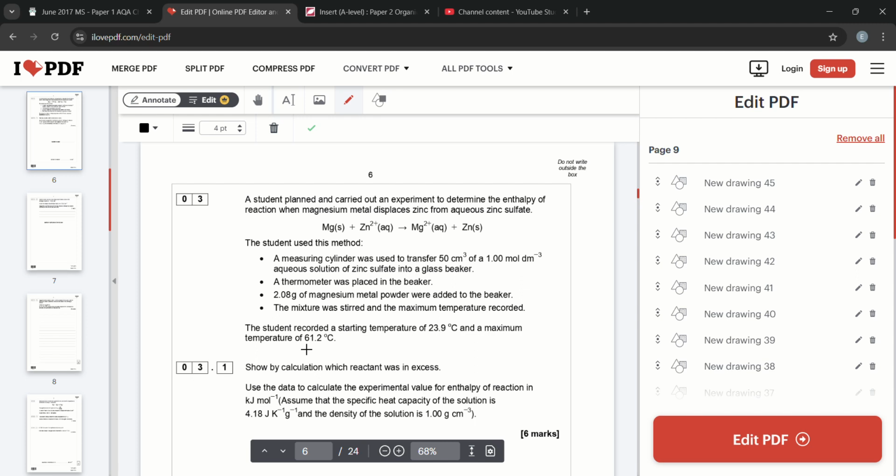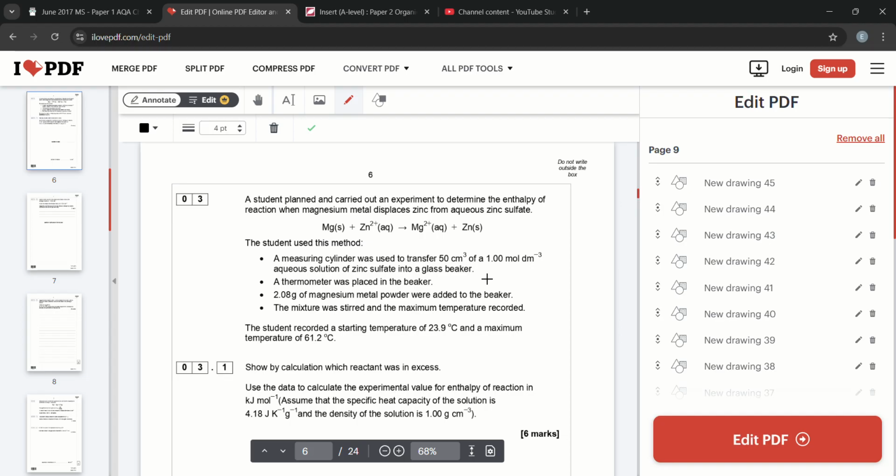Question 3. A student planned and carried out an experiment to determine the enthalpy of reaction with magnesium metal to displace zinc from aqueous zinc sulfate. The student used this method. A measuring cylinder was used to transfer 50 cm³ of 1.0 mol dm⁻³ aqueous solution of zinc sulfate into a glass beaker. A thermometer was placed into the beaker.